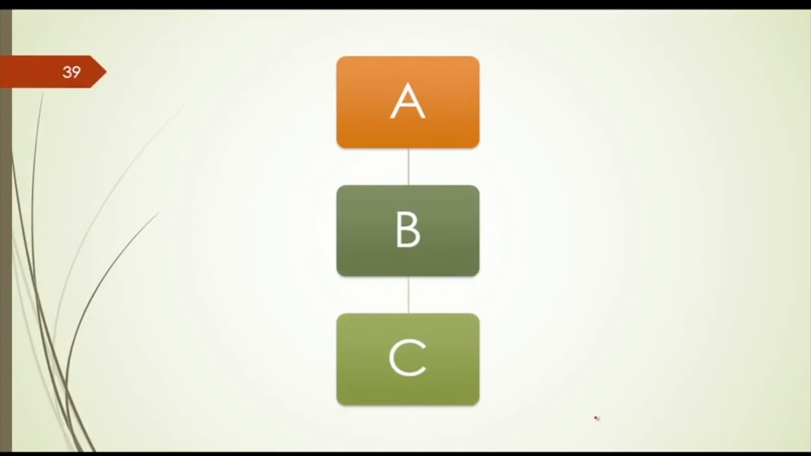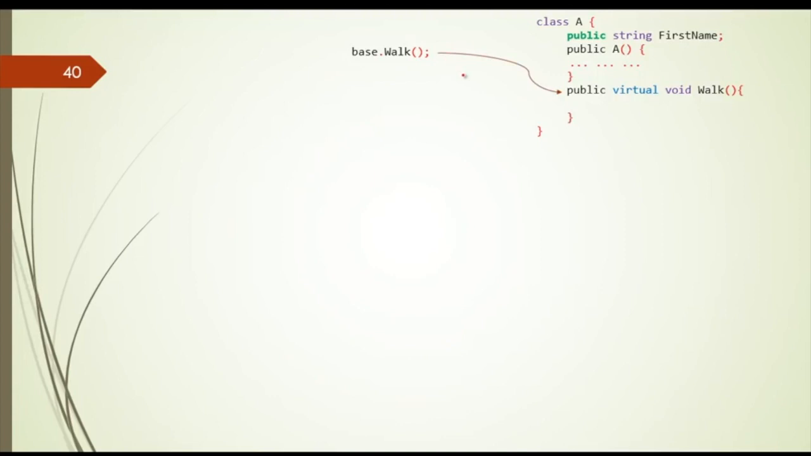Let's say I have an example with class A, class B, and class C. Class B is inherited from class A, and class C is inherited from class B, and I want to call base methods from this inheritance. Let's see some examples. I have a definition of class A, and I have a walk method, base.walk, so it will call the walk method.